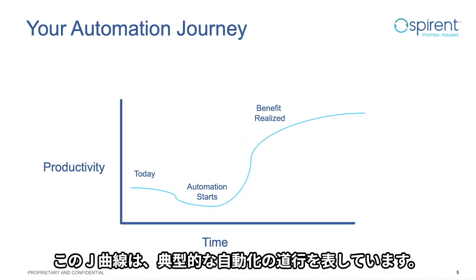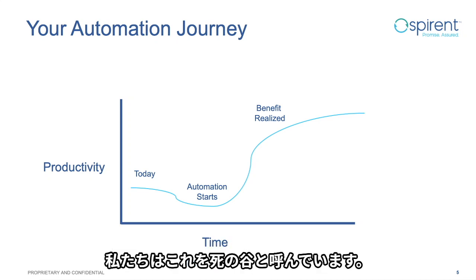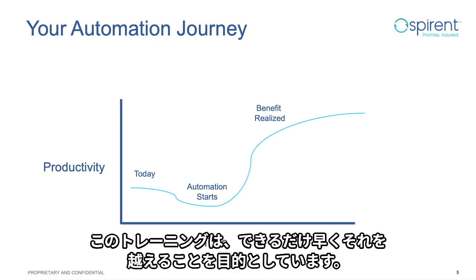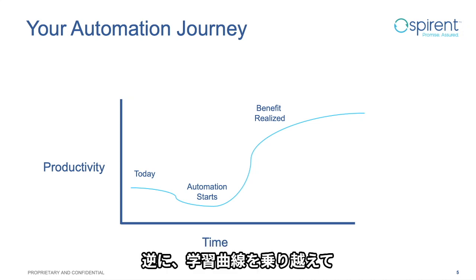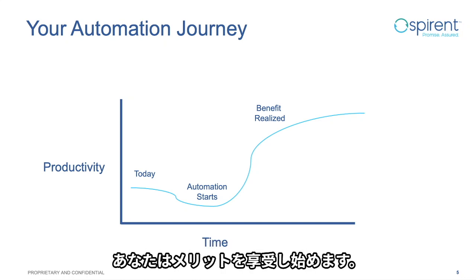This J-curve represents a typical automation journey. Productivity, the number of tests run, for example, will drop when automation starts. We call this the valley of death. Don't despair. This training will aim to pull you through that as quickly as possible. On the other side, as you start to get over the learning curve and get a small library of reusable assets and completed tests under your belt, you'll start to reap the benefits.